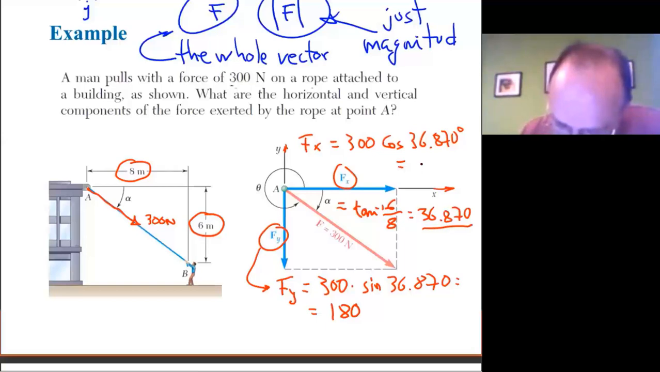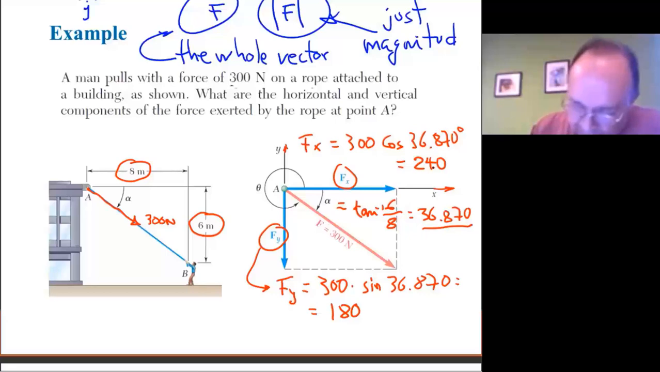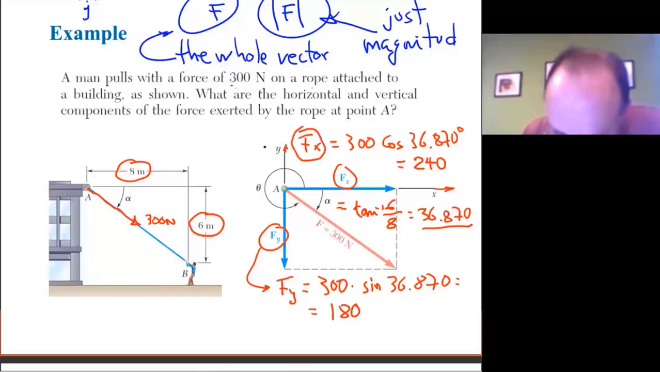So we have to put a minus. What did you say for 300? 240. Yeah, because it was like 239.999, so with 3 digits it will be 240. This is the magnitude of Fx here. This is the magnitude of Fy here, right?